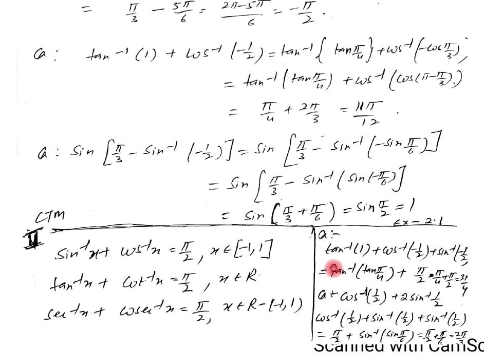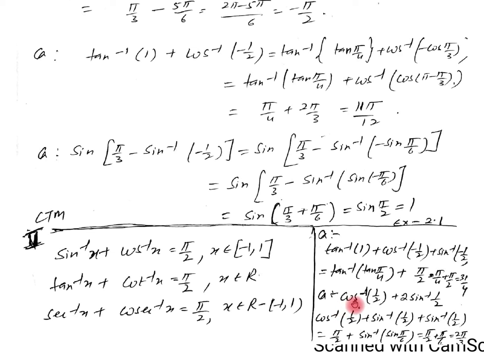Let us see the application of this result. Tan inverse 1 plus cos inverse minus 1 by 2 plus sin inverse minus 1 by 2. The sum of cos inverse x plus sin inverse x is pi by 2. This we can solve. Tan inverse 1 can be written as pi by 4. Then simplifying we get pi by 4 plus pi by 2. The answer is 3 pi by 4.